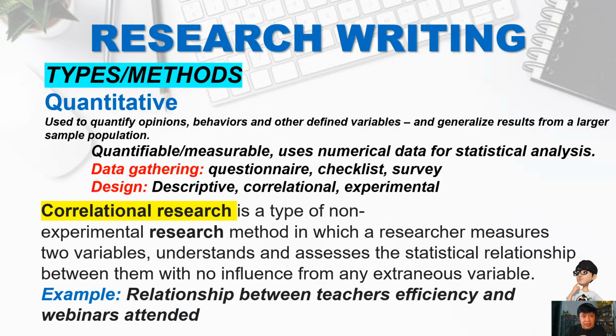So does this correlate, wherein you can say that a teacher is effective if the teacher attended a lot of seminars or trainings? Would the effectivity rise as the trainings and seminars attended compile and were finished by the teacher? Or does it go on the opposite side, wherein even if the teacher has not attended any webinars or trainings, the teacher can still be considered effective, or vice versa? The teacher may attend a lot of webinars or trainings, but it does not necessarily mean that the teacher is effective. So that is what we call correlational research.